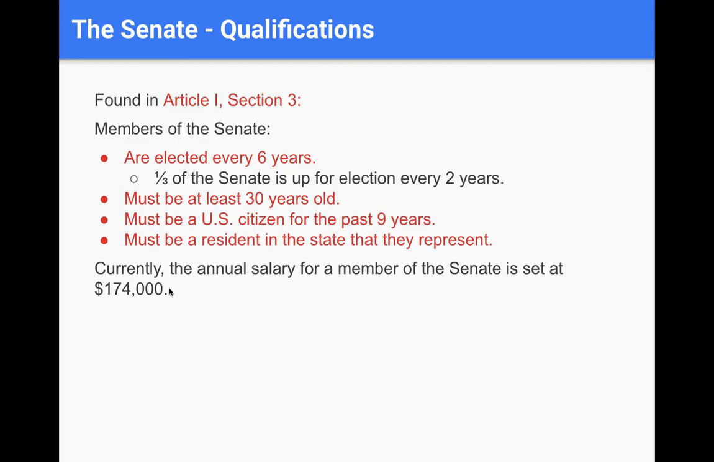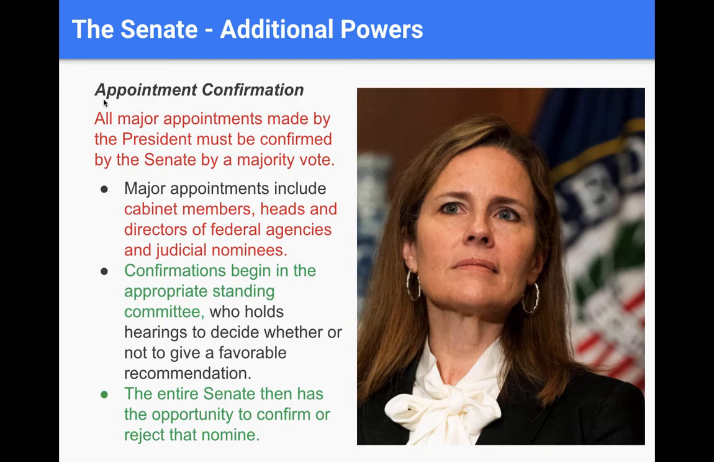And just as in the House, the annual salary for a member of the Senate is $174,000. Senate, though, has a lot of additional powers that the House does not. And the biggest of those is the appointment power, being able to confirm presidential appointments. This gives the Senate a lot of influence that the House just doesn't have. Because this is an important part of how our federal government runs.